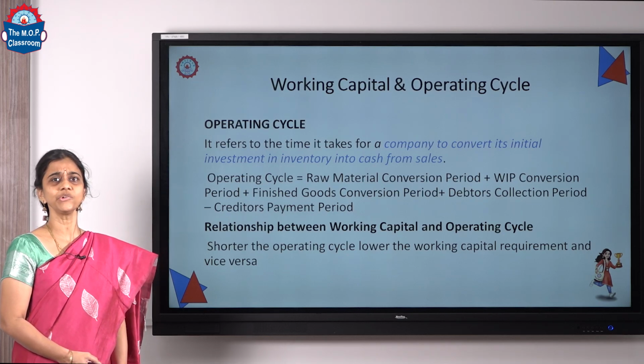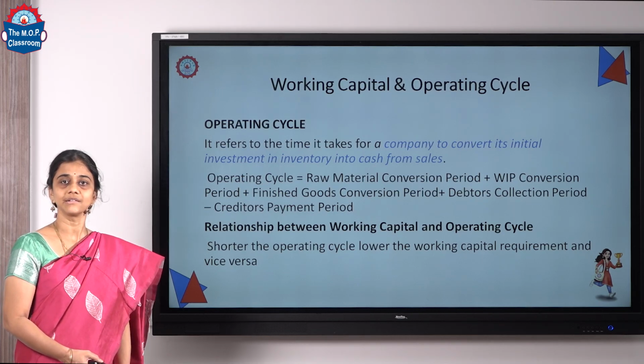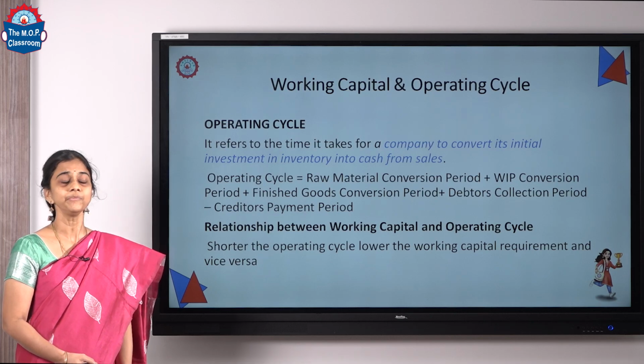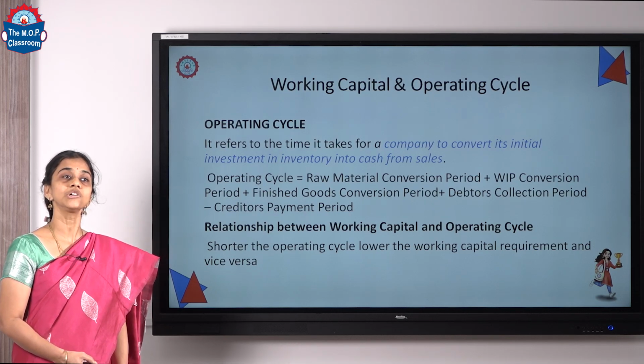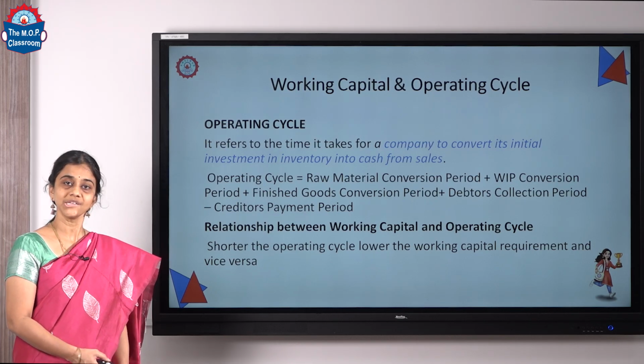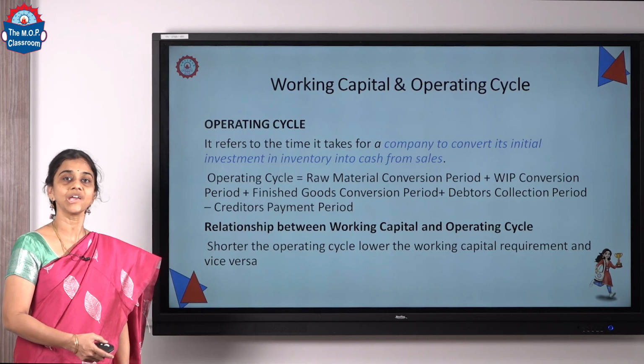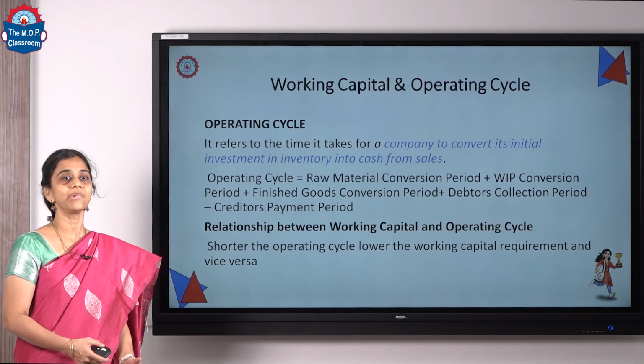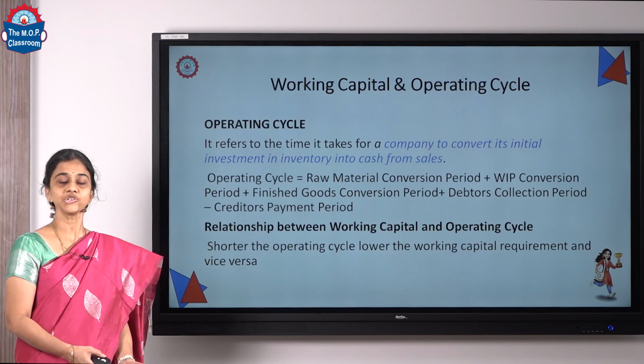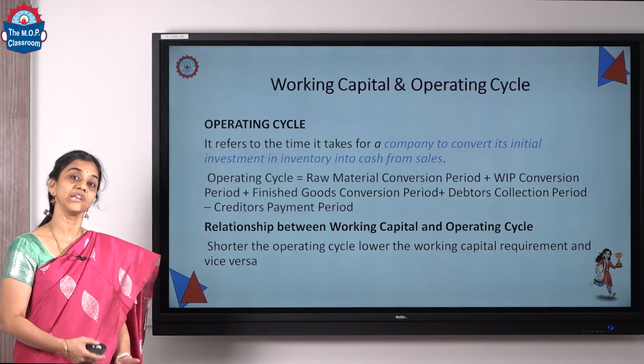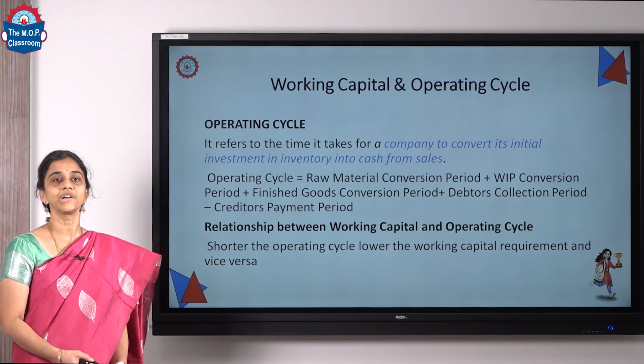So this brings us to a new term, operating cycle. What do you mean by an operating cycle? It's the time taken to convert the amount invested in inventory into cash once again. Suppose I buy inventory, I spend cash, how long does it take for me to get back that cash? That is the operating cycle.